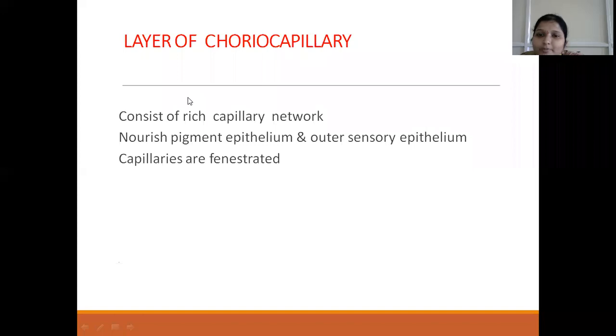Choriocapillaris is a rich capillary network, and it nourishes the pigment epithelium as well as the outer 4 layers of the sensory retina. These capillaries are fenestrated.